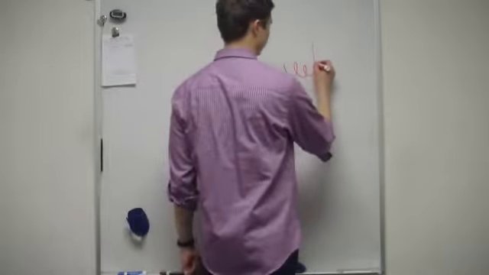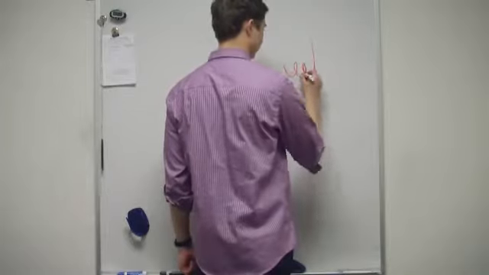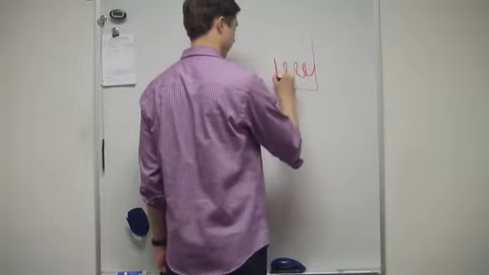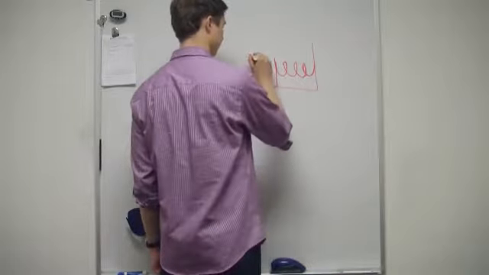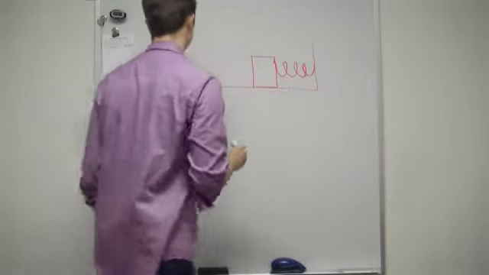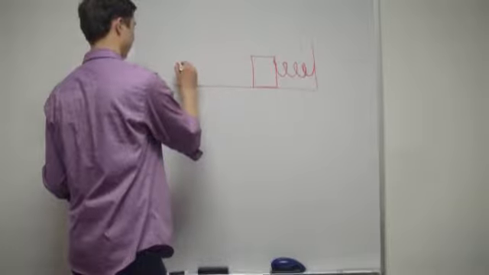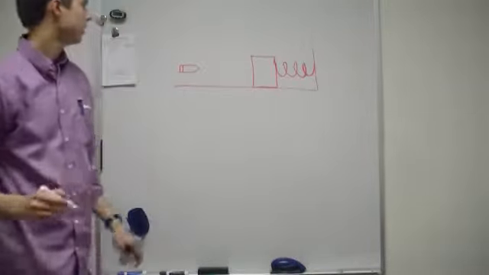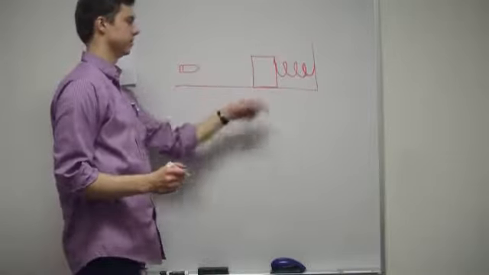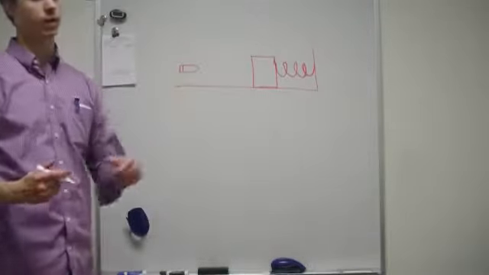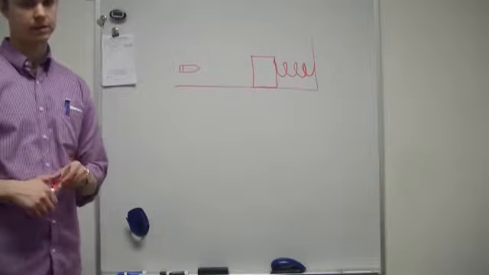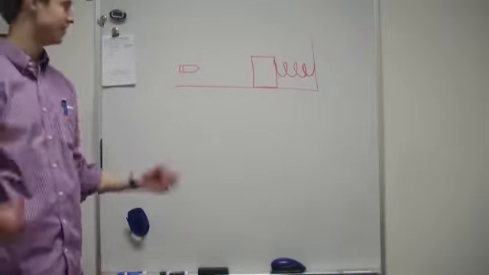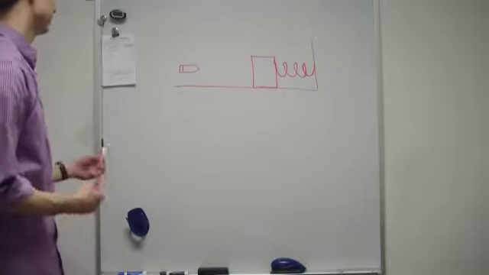So here's our spring, and it's attached, let's make it a little longer, to a block. And we've got a bullet that's traveling with some velocity, and it's going to embed itself into the block. So what kind of collision is that, if it embeds itself and they stick together? Inelastic, because there's no bounce. So we're dealing with an inelastic collision.